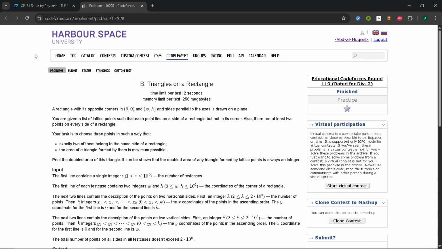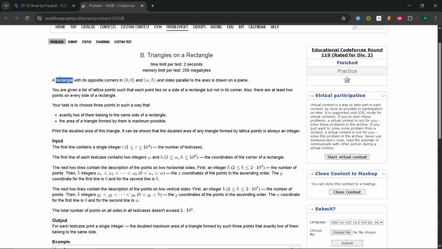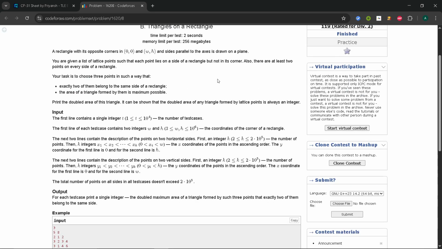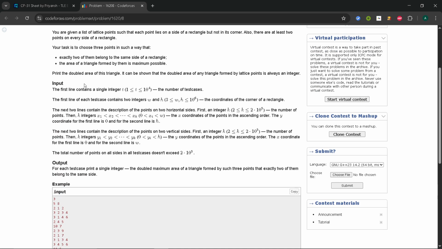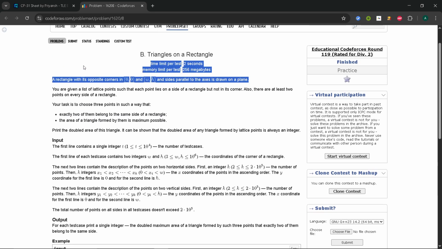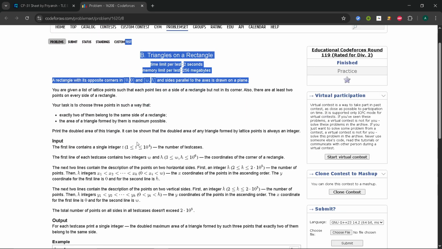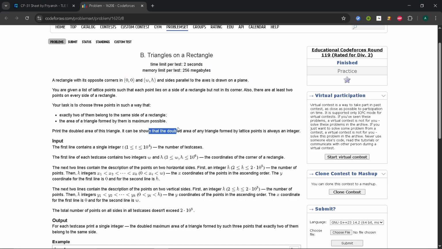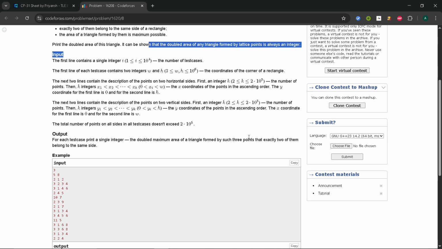Okay, so the question says triangles on rectangle. A rectangle with its opposite corners 0, 0 and w, h and sides parallel to the axes is drawn on a plane. You are given a list of lattice points such that each point lies on a side of the rectangle but not on its corner, and there are at least 2 points. The task is to choose 3 points in such a way that exactly two of them belong to the same side of the rectangle and the area of the triangle formed by them is maximum possible, and print the double area. The double area formed by lattice points is always an integer.